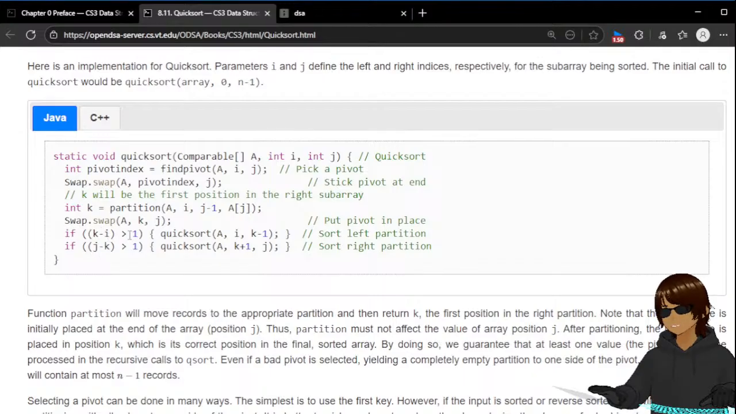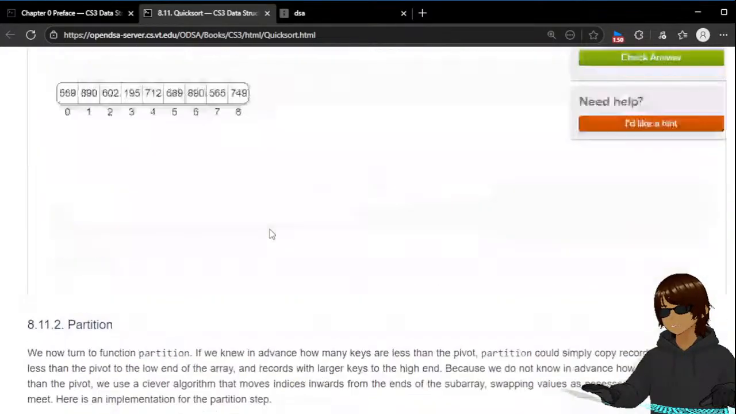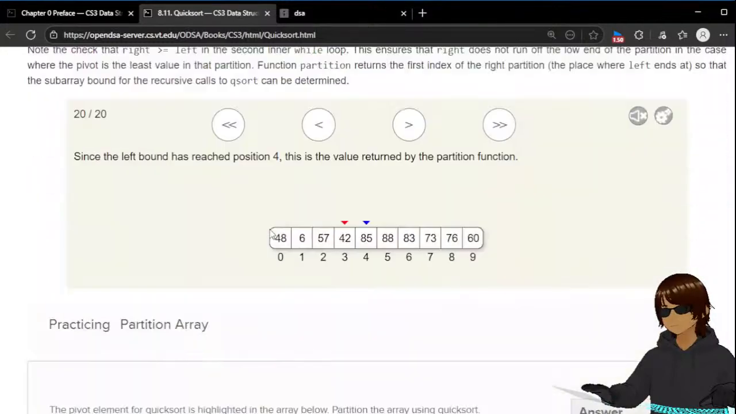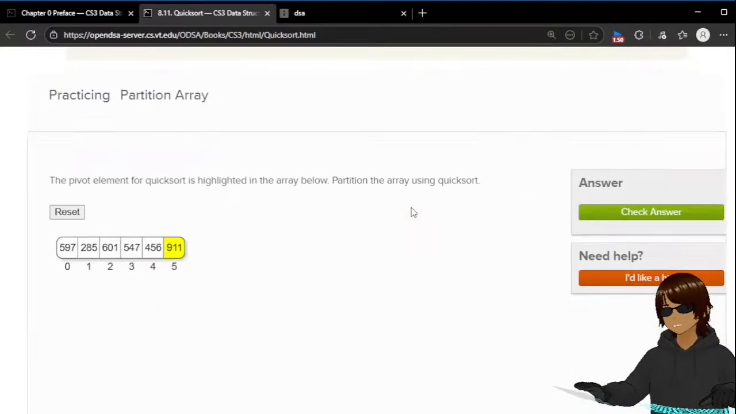If k minus 1 is more than 1, quicksort A i to k minus 1. So we take k minus 1. So 60 goes to the right position, right? All the four values here are less than 60. Five values here are more than 60. 60 ends up in the right position, and then we do quick sort with these four and then quick sort with these. Okay, and now I understand.